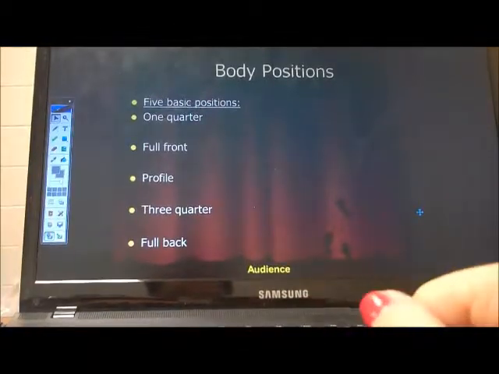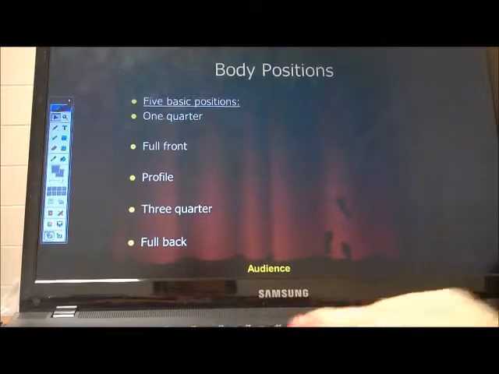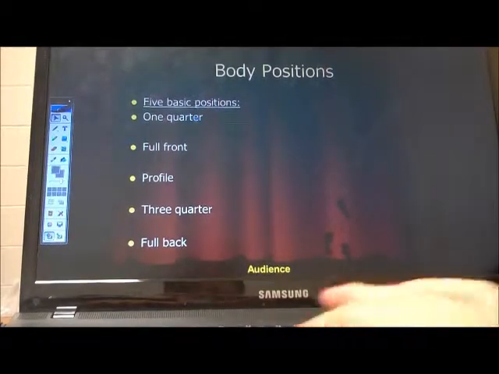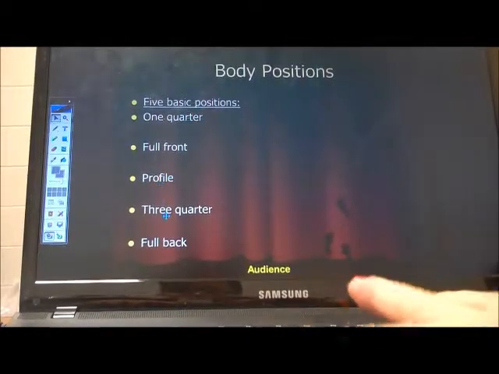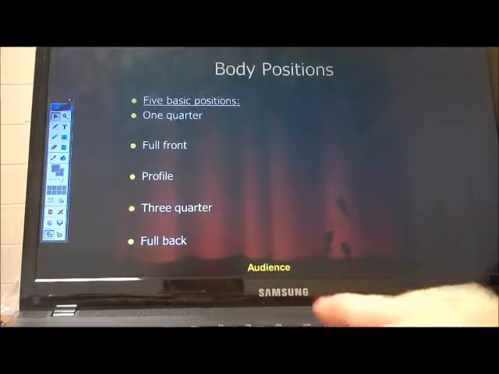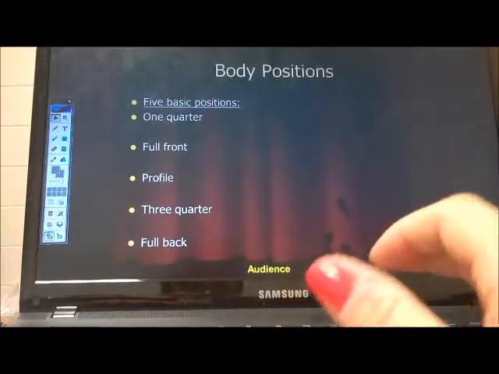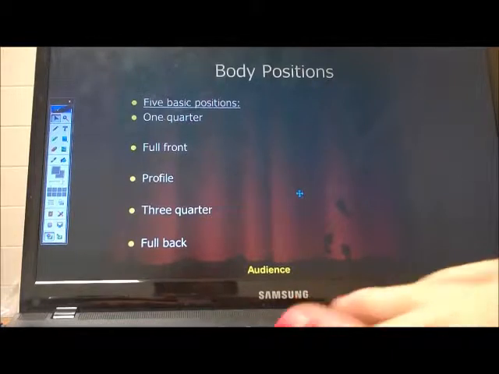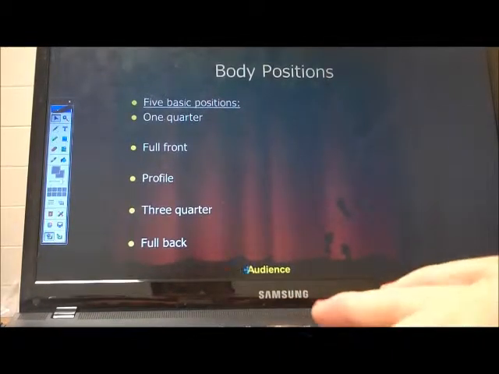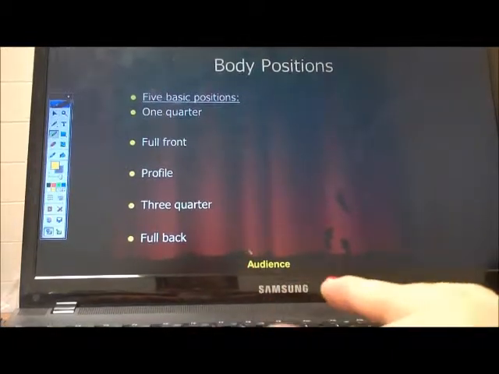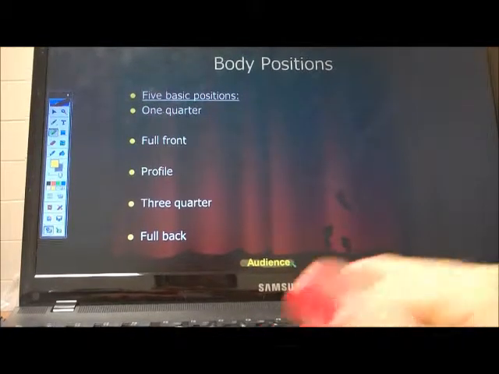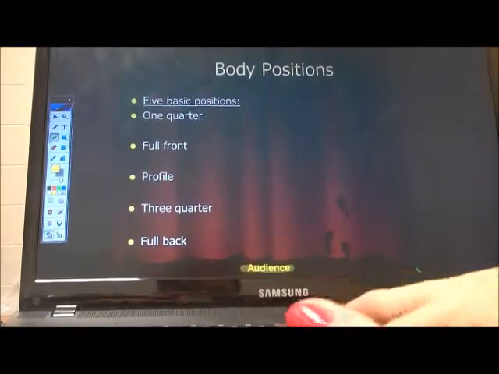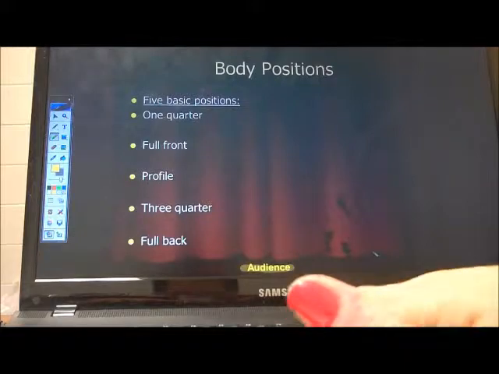The final thing we're going to talk about is body positions. There are 5 basic positions: 1/4, full front, profile, 3/4, and full back. So these 5 basic positions are the places that an actor could be standing. So if you're facing the audience, again, I'll highlight the audience down here. Okay, if you're facing the audience, it's the position that the actor's feet are standing.